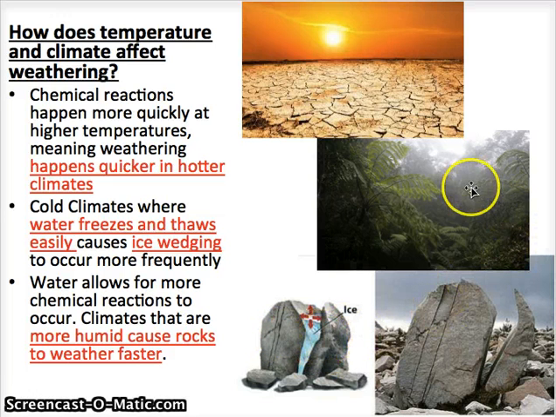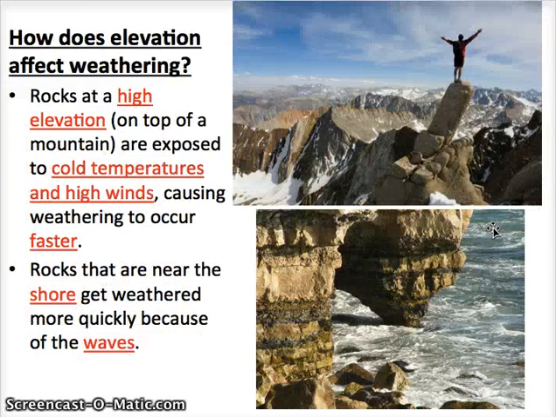Finally, humidity. Humidity is the measure of how much moisture is in the air. That actually also speeds up weathering. So in areas where there's high humidity, lots of water vapor, that's going to cause weathering to occur faster. And that's because water speeds up some chemical reactions.